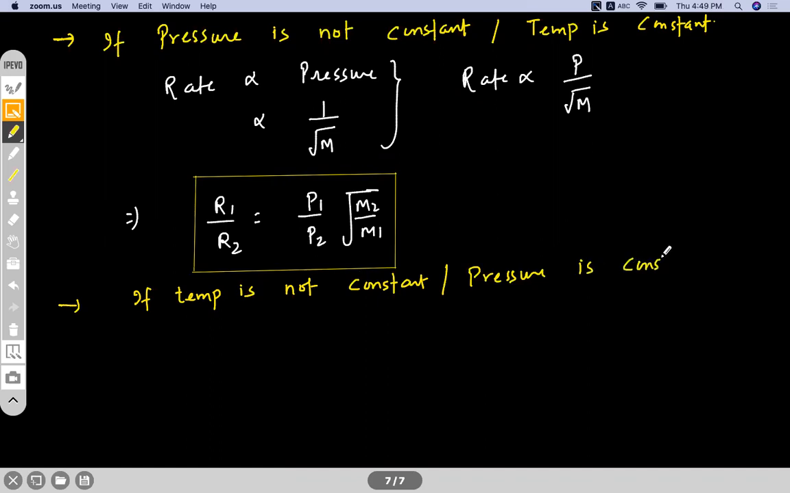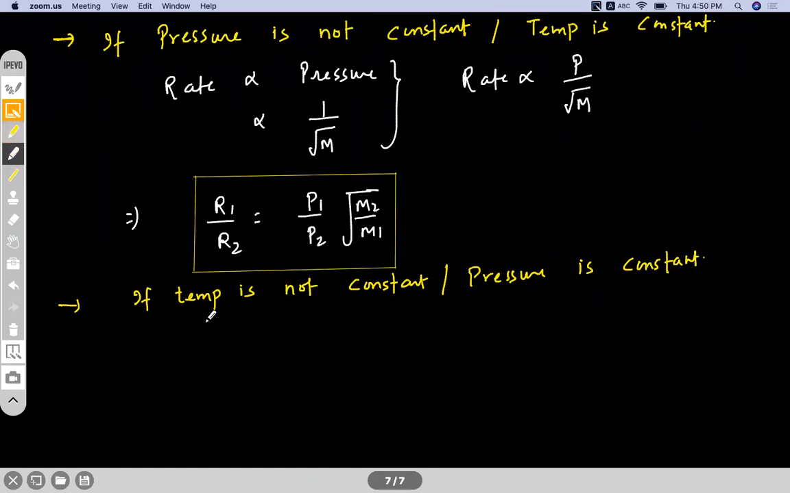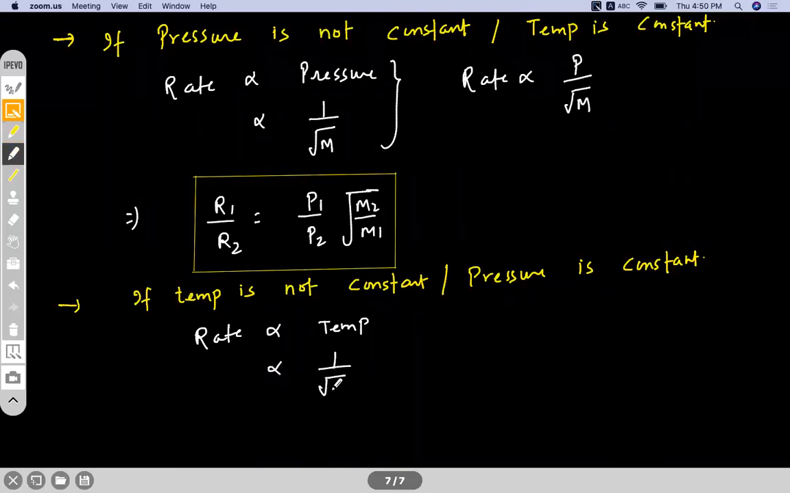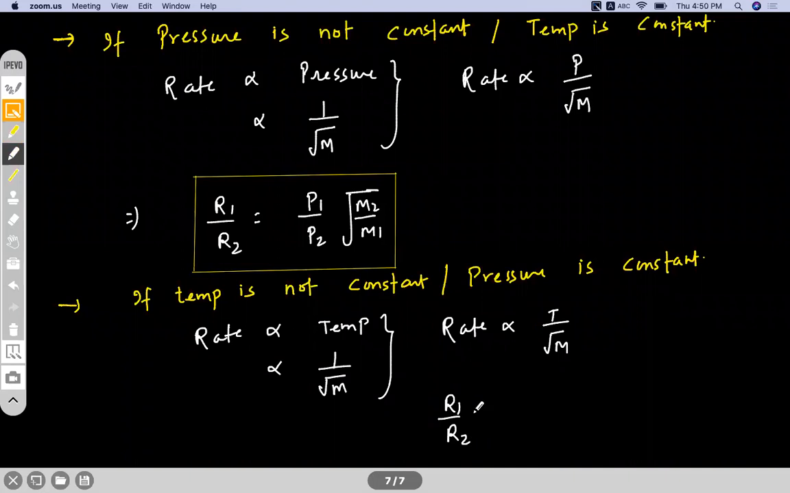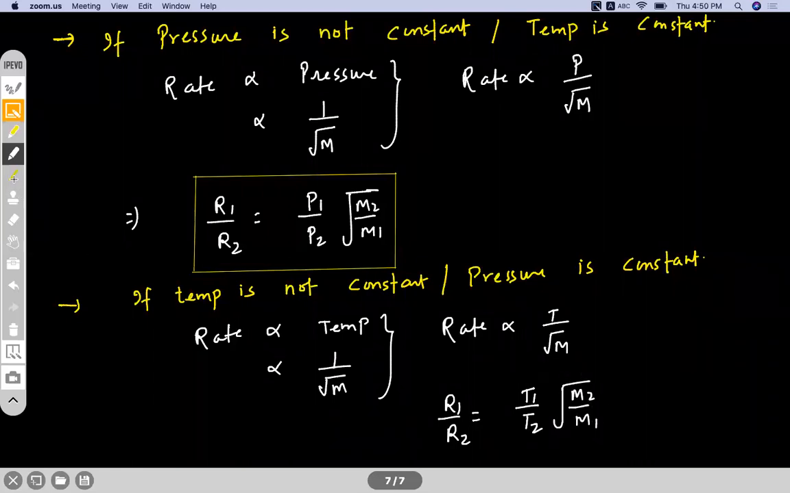So more temperature, we have more kinetic energy, and more kinetic energy means more will be the rate of diffusion or effusion. So in this case also, we can write rate is directly proportional to temperature. And again, we already have this relation. So if you combine the two, we'll get rate is directly proportional to T and inversely proportional to M. And hence R1 by R2 is equals to T1 by T2 root over M2 by M1. Remember, this M is the molecular mass of the gas. So if the gas is mentioned, molecular mass is given.